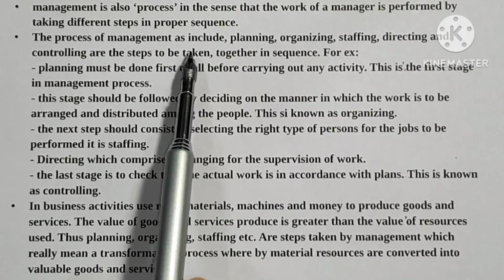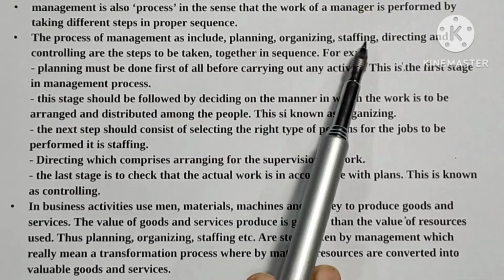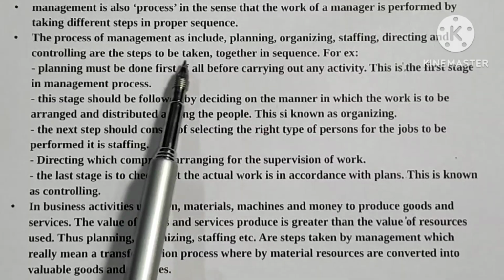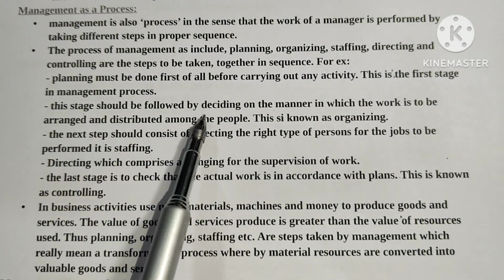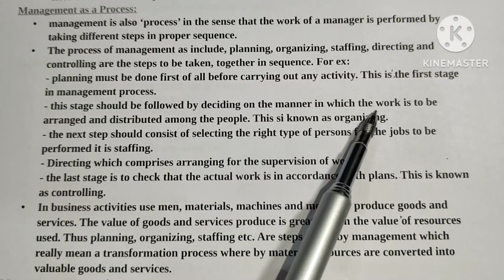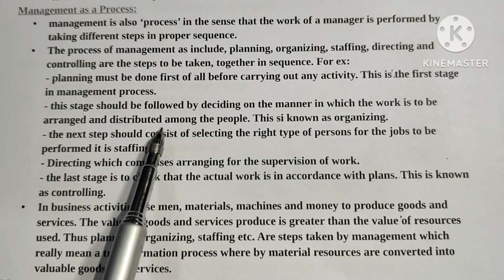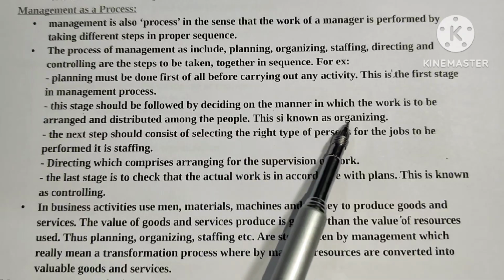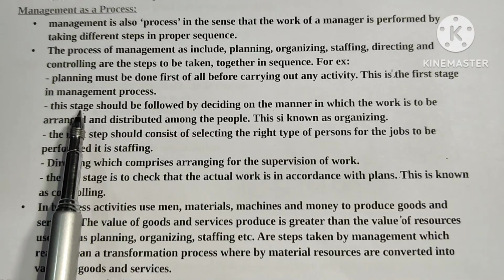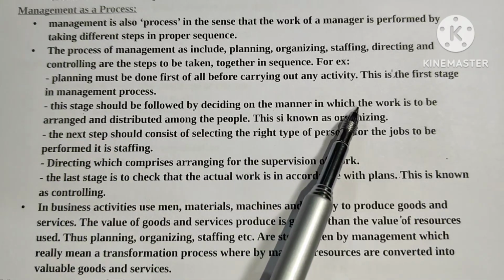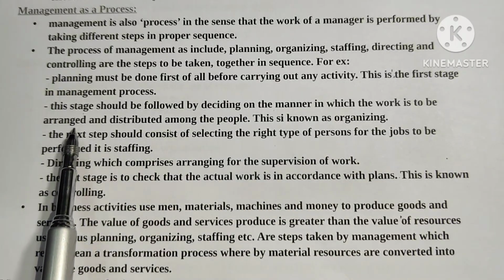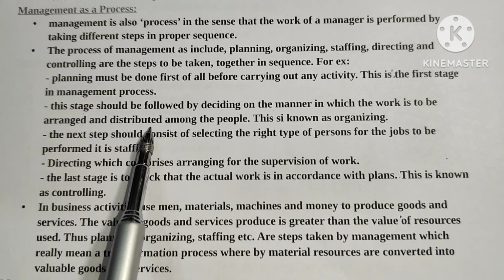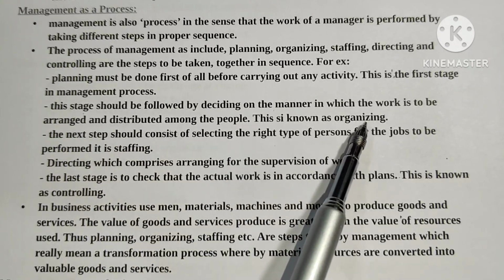The process of management includes planning, organizing, staffing, directing, and controlling. These are the steps to be taken together in sequence. This stage should be followed by deciding on the manner in which the work is to be arranged and distributed among the people. This is known as organizing. So in this stage, we decide the manner in which we want to work. That has to be arranged, and then that work has to be distributed among the people. This step is known as organizing.